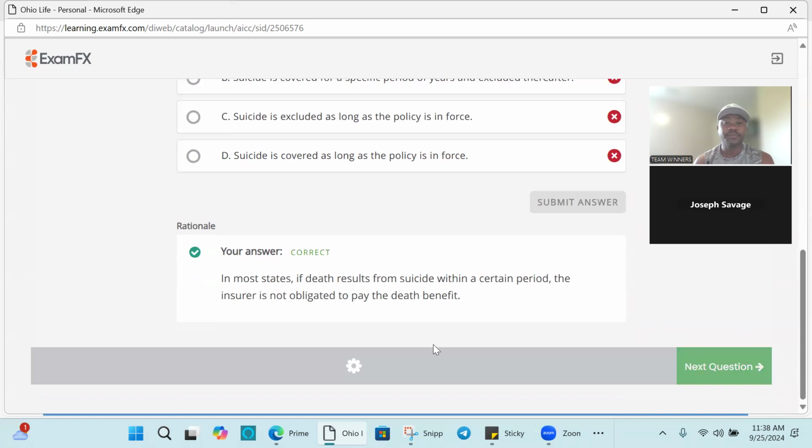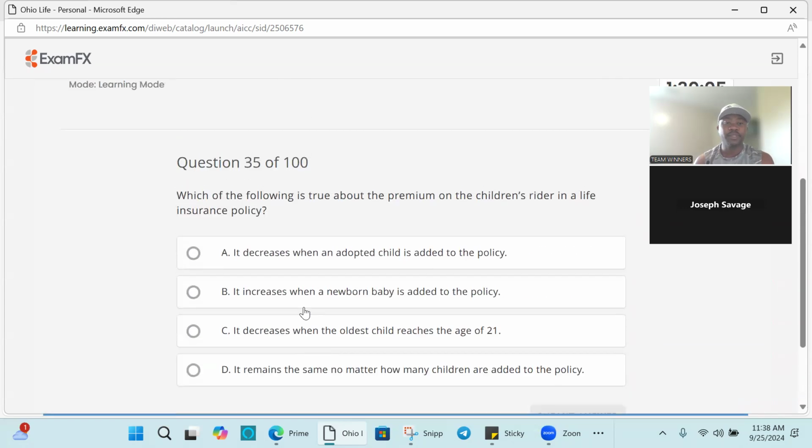Contestability, incontestability. Which of the following is true about premium on a children's rider in a life insurance policy? It increases when a newborn baby is added to the policy. Nope. It decreases when an adopted child is added. It decreases when the oldest child reaches age 21. It remains the same no matter how many children are added to the policy.